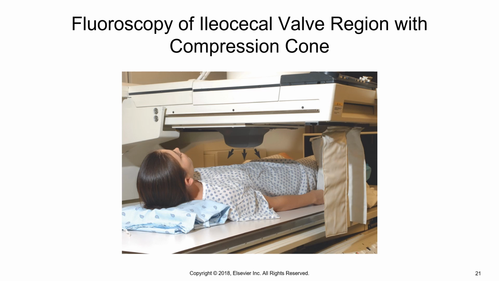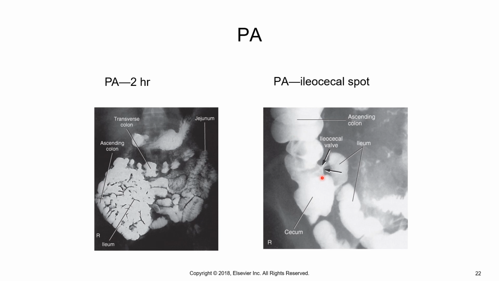They typically will use fluoroscopy with what's called a compression cone, which is this right here, or they can use the compression paddle where they will push down against the patient's stomach. This is figure 13.25 on page 510, and they'll actually push on the patient's stomach to get that image of the ileocecal valve. This is that picture that I mentioned before.